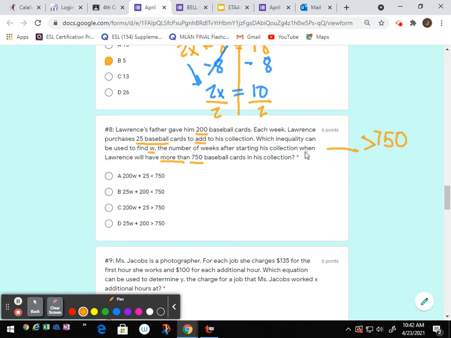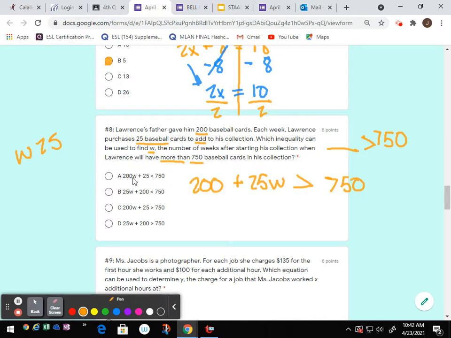So we're looking for something is greater than 750, okay? So let's see, Lawrence's father gave him 200 baseball cards to start off with, right? If each week Lawrence buys 25 baseball cards, so every single week he gets 25 more baseball cards. So we can write that as plus 25W, all right? Now, we need to figure out how many weeks it needs to be to where he ends up with more than 750 cards. So here is our formula right here. All we have to do is match it, okay?